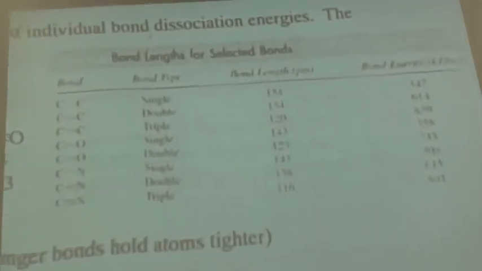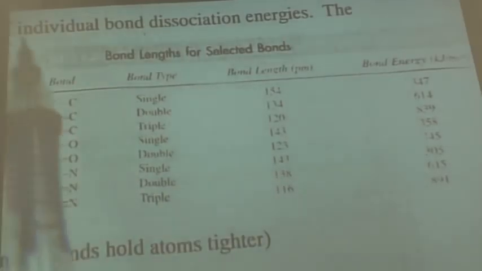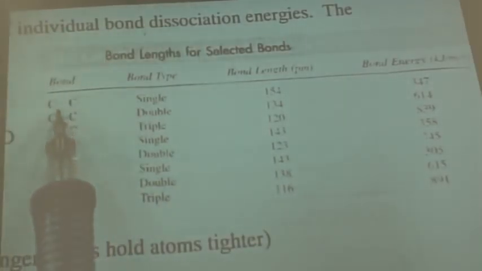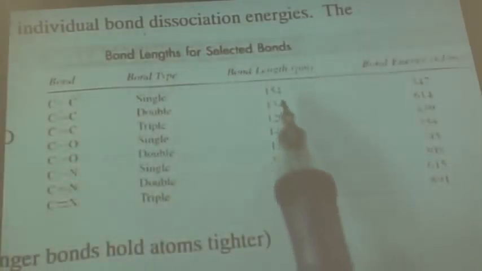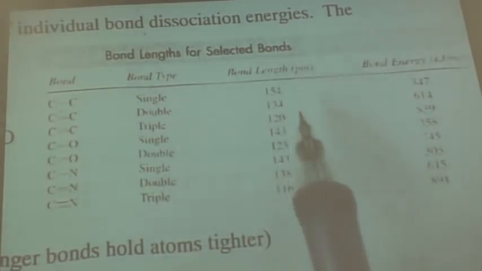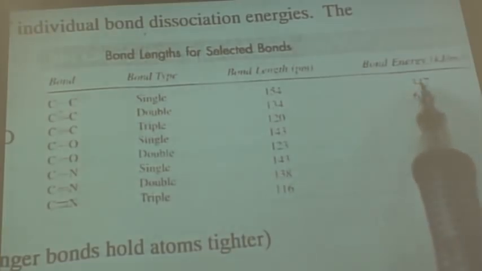Let's look at this little shrinky-dink table. Okay. When we have a single bond between two carbon atoms, the length of the bond is 154 picometers. The energy required to break that bond is 347 kilojoules per mole.